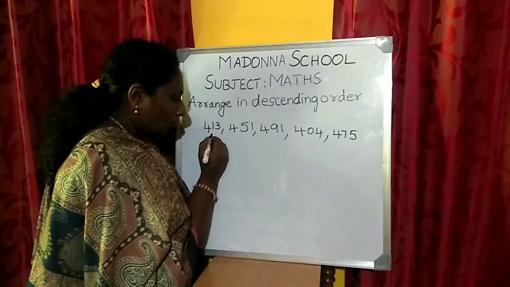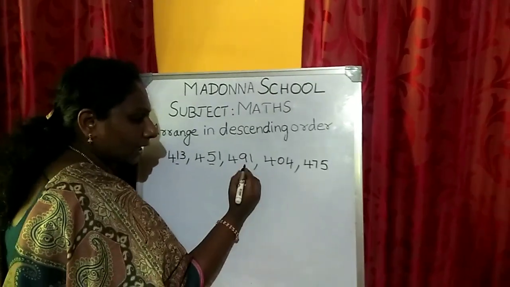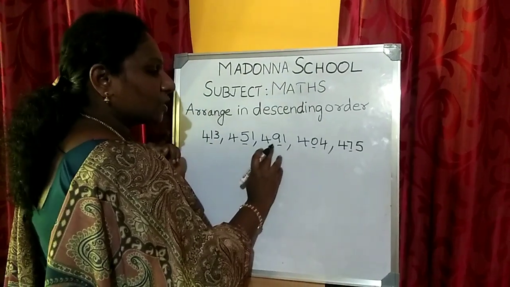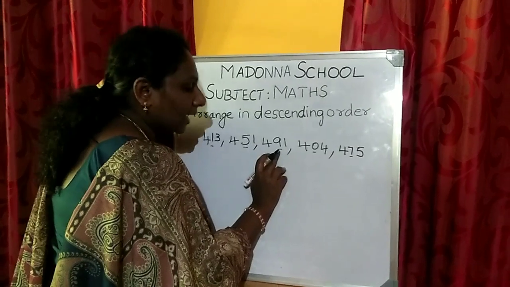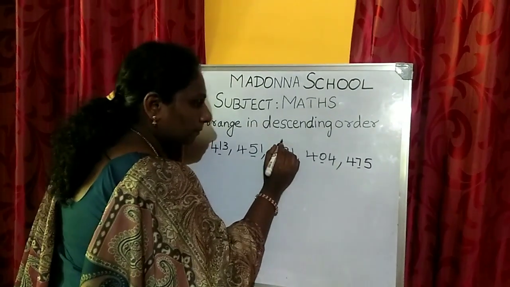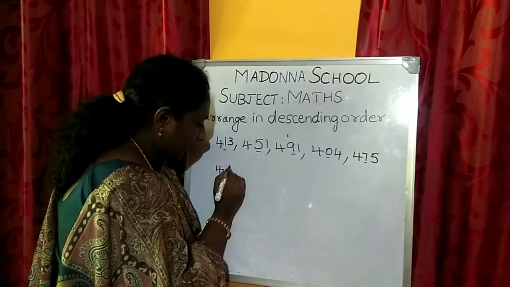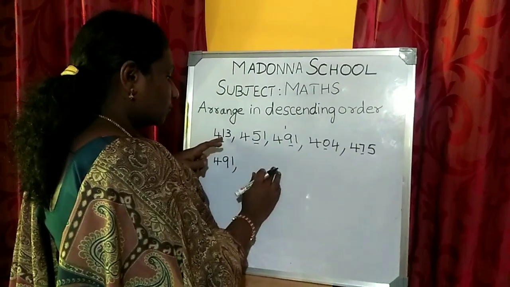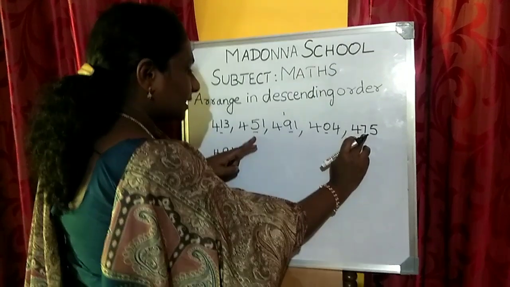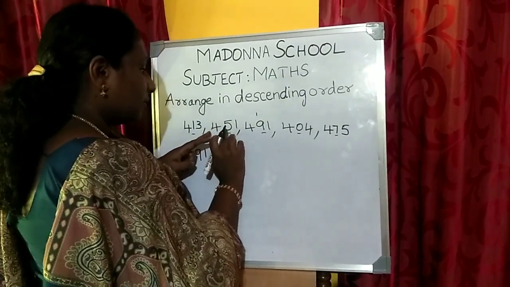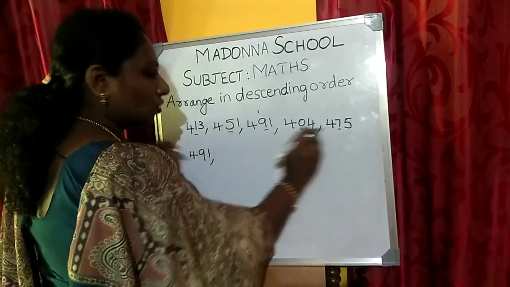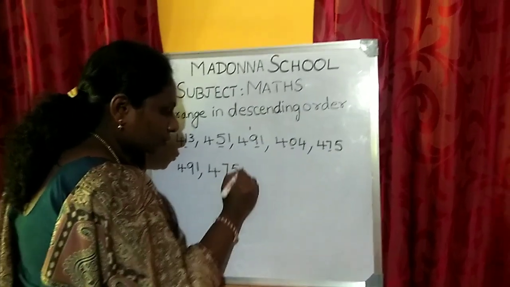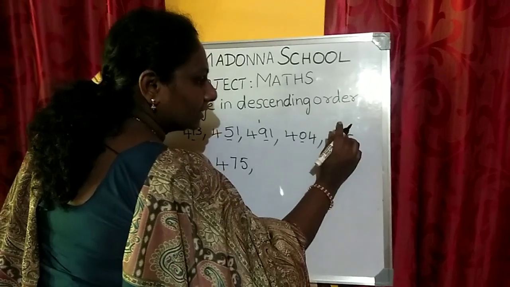Okay, so 1, 5, 9, 0 and 7. Which is the bigger number, children? 9 is bigger. So 491 should come first. The next is 1, 5, 0 and 7. Which is bigger? 7, 5 or 1? Which is bigger, children? 7. So 475 should come next. Okay, write it here too.